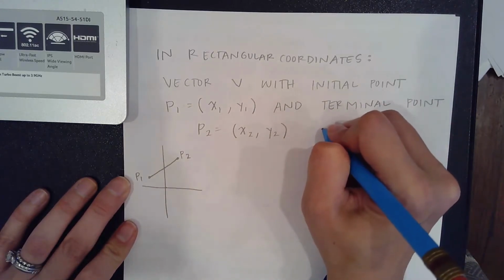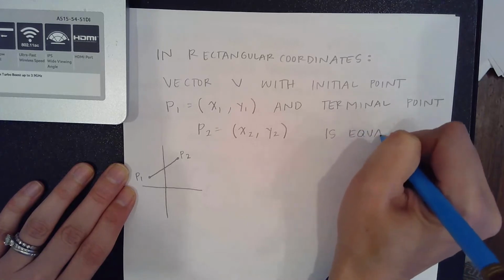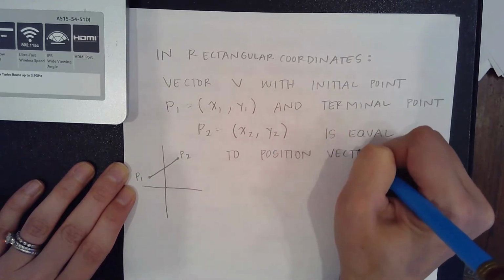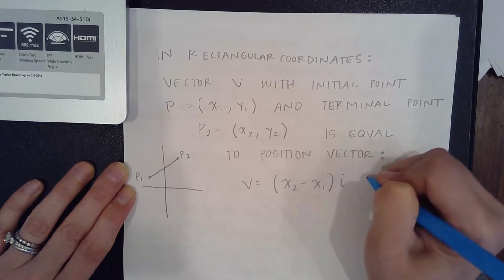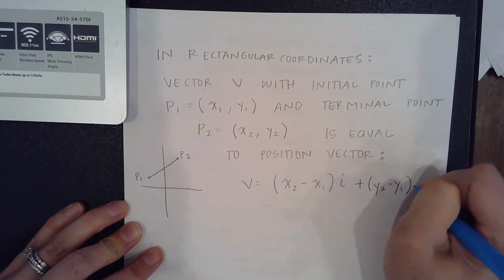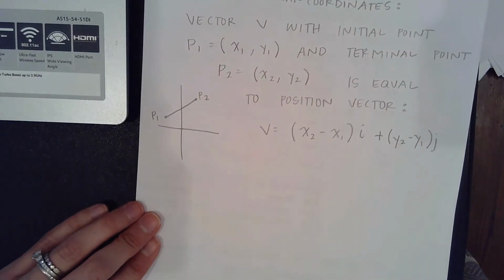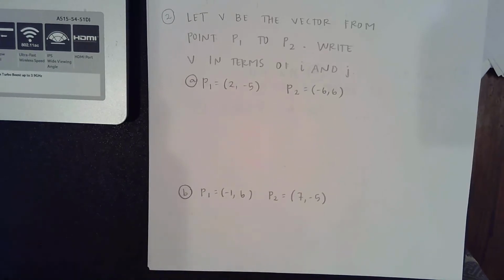Okay, so how do I find the position vector? So it's going to be equal to the position vector. So we'll say x2 minus x1, so you're just finding the difference between your x values, and then your y2 minus y1, finding the difference between your y values. Okay. All right, so let's do this question here. We're going to let v be the vector from point P1 to P2. Write v in terms of i and j components.